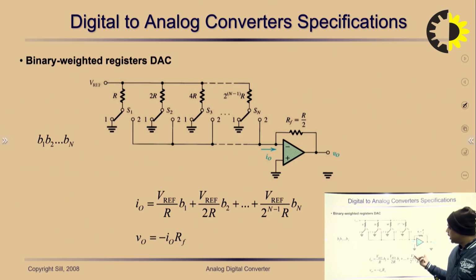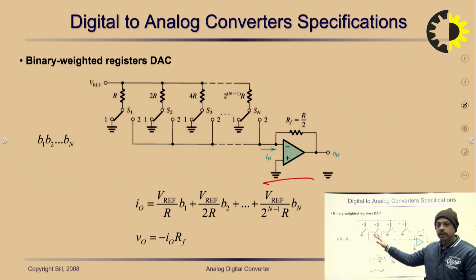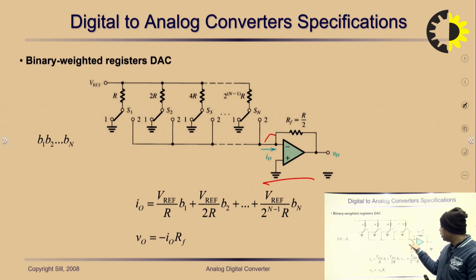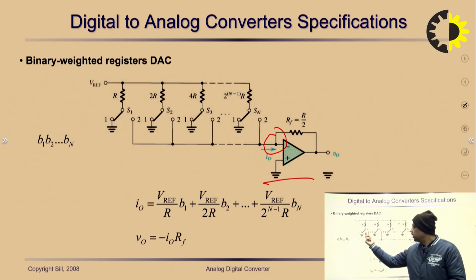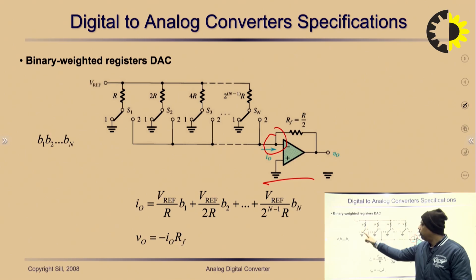So in the first case, this is an operational amplifier, as we can see over here, and this operational amplifier is working as a summer. The different voltages are going to be summed due to the summing property of the operational amplifier. Now what we have to provide? We have to provide the digital input to the different switches in this array of resistances.